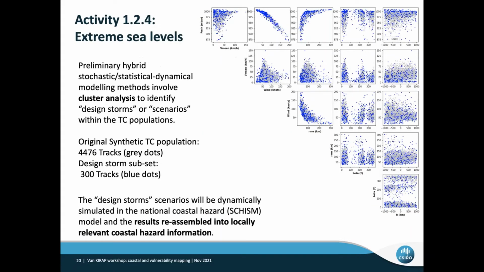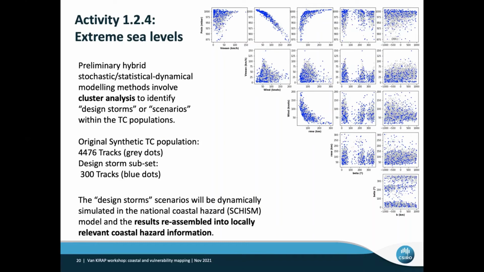Of course, we can't dynamically model all 4,000 cyclones in every single tropical cyclone population. That would blow up Australia's supercomputer that Vanessa was talking about. So we need to do some statistical tricks here. And this is one we're investigating, which is to do a cluster analysis of all of the characteristics of the tropical cyclone population. The subset defined by the clusters are the blue dots you can see in the plots on the right here, whereas all 4,000 cyclones are the gray dots.